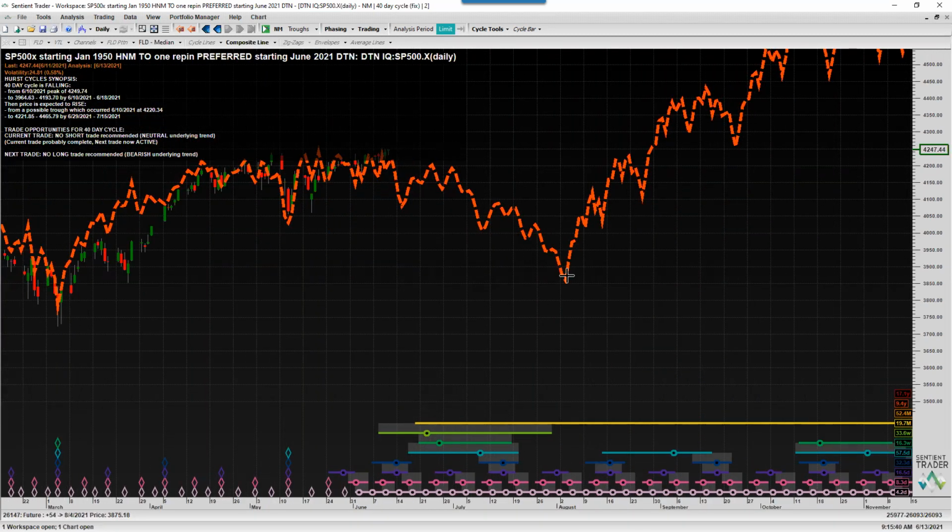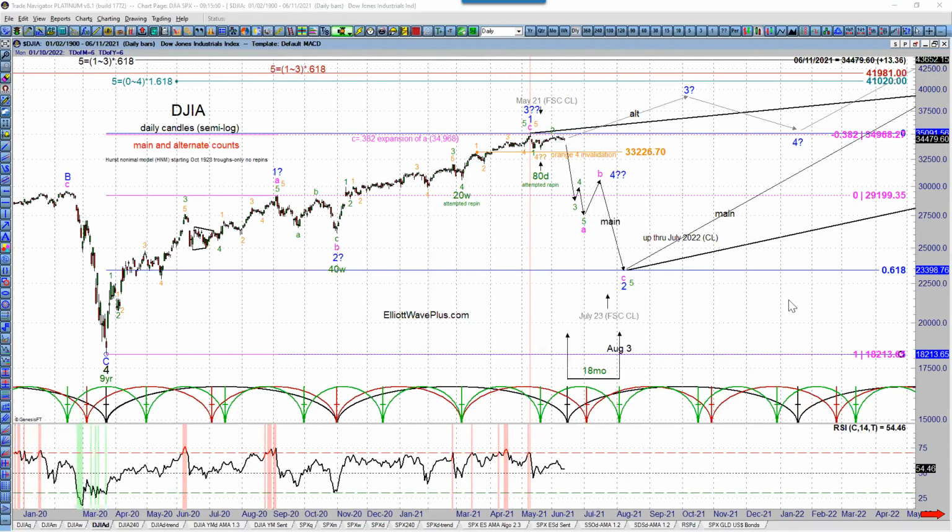But it still expects a pullback down through, and this date down here is August 3. So it's still expecting a pullback down into this 18-month cycle trough, and that's with the one repin. And when I do that one repin on the S&P, it pretty well matches up with the NASDAQ default no repins analysis.